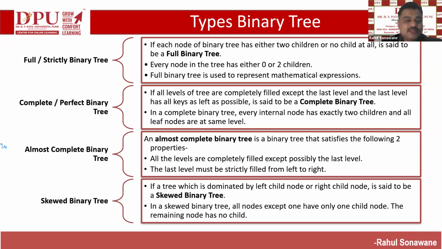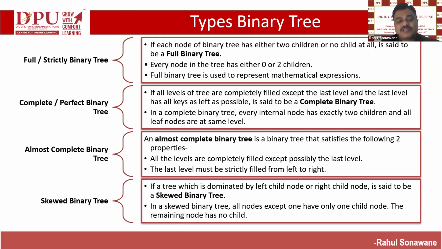Then there is another type of tree that is almost complete. It means all the levels are filled except the last one. If the last level is not completely filled, it should be filled from left to right only. It must be filled from left to right only.